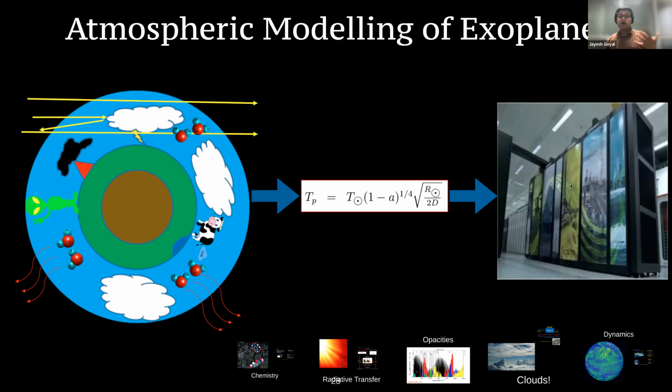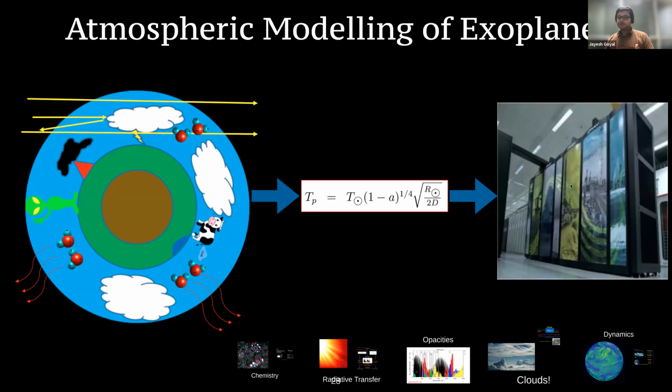This is what all the weather prediction and climate prediction models on Earth use. If you want a weather prediction for tomorrow, whether it will rain or not, how the winds will be, what the temperature will be, these are basically climate models. They are three-dimensional climate models.